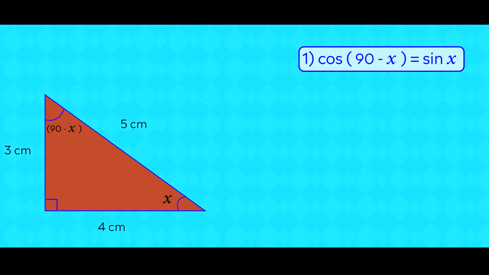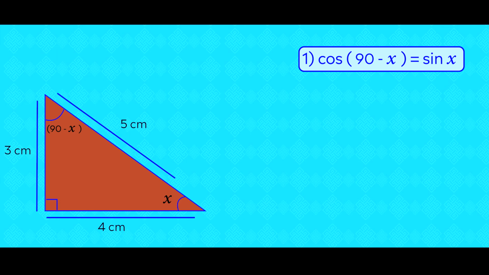Let us now look at the left-hand side of the equation, that is cos(90 - x). The acute angle that has to be taken into consideration is 90 - x. So with reference to this angle 90 - x, 3 centimeter becomes the adjacent side length, 4 centimeter will be the opposite side length, and the hypotenuse will be 5 centimeter.